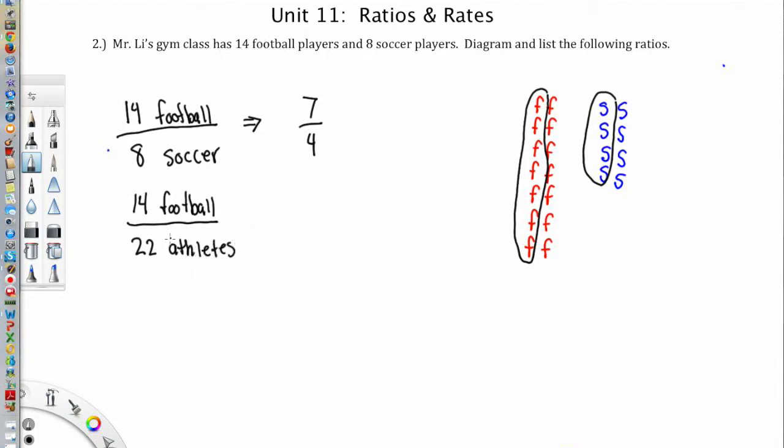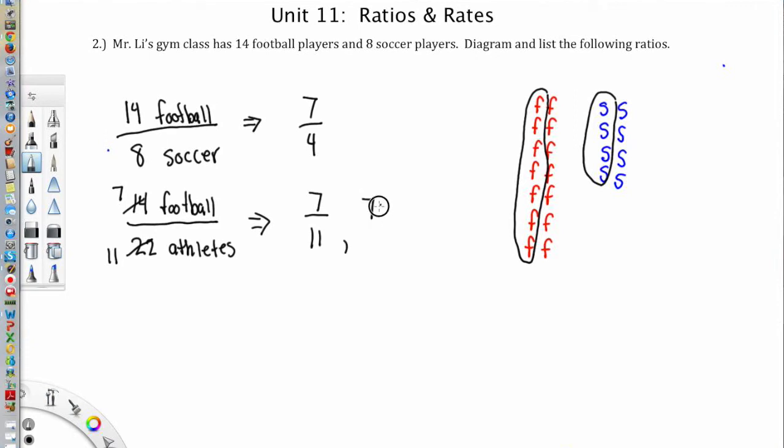Okay, so 14 out of all 22 athletes. And we can simplify that. We can factor a 2 out of 14, 7 times, and 2 out of 22, 11 times. So we would get a 7 to 11 ratio. And once again, remember, we can write this ratio in a fraction form.